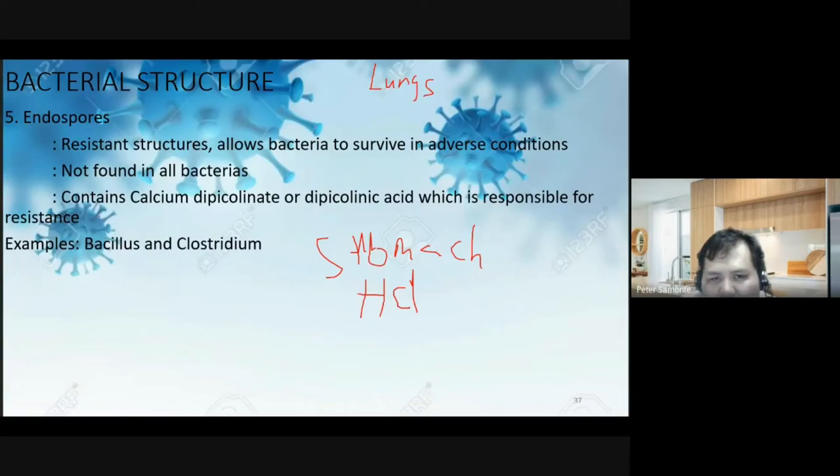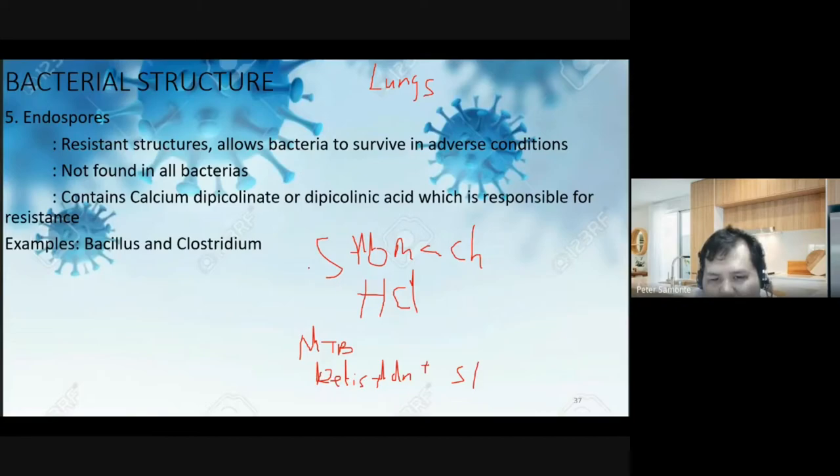Your lungs, class. That's why I said before, in one of our last meetings, your MTB, Mycobacterium tuberculosis, would live in the lungs. Now, MTB are highly resistant. They have what you call spores. These spores, specifically endospores, make them resistant, allowing the bacteria to survive in adverse conditions.